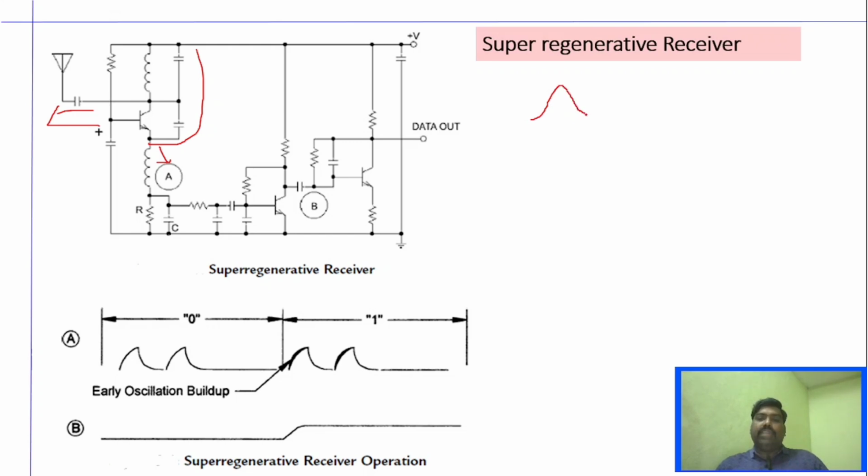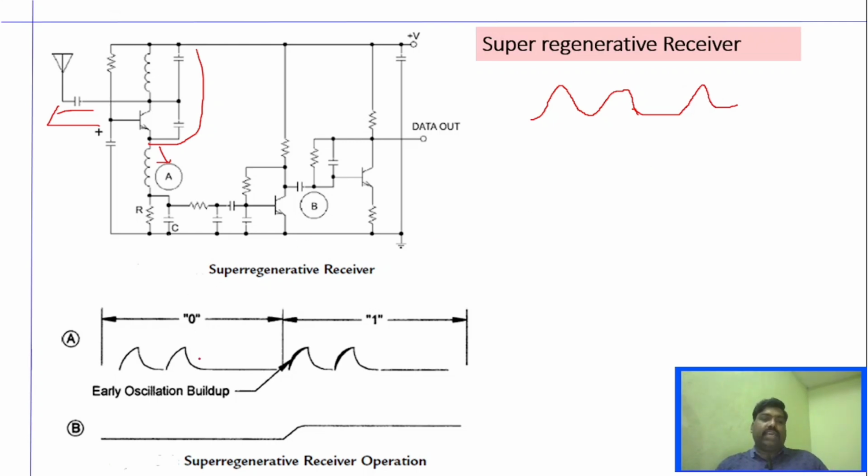And the oscillation will continue until the oscillator reaches the bias cutoff. When it reaches bias cutoff, this oscillation will be stopped. And until it is initiated by another positive feedback, it will not start the oscillation again. This is the normal working of any particular oscillator. Similarly, here we are doing the same thing.